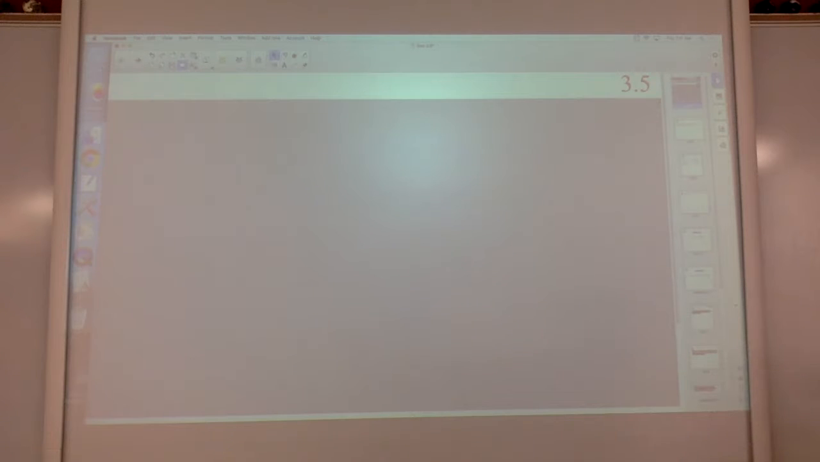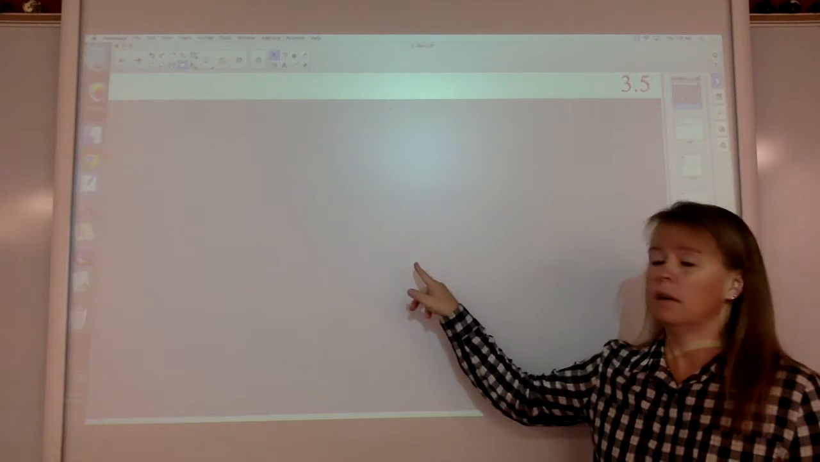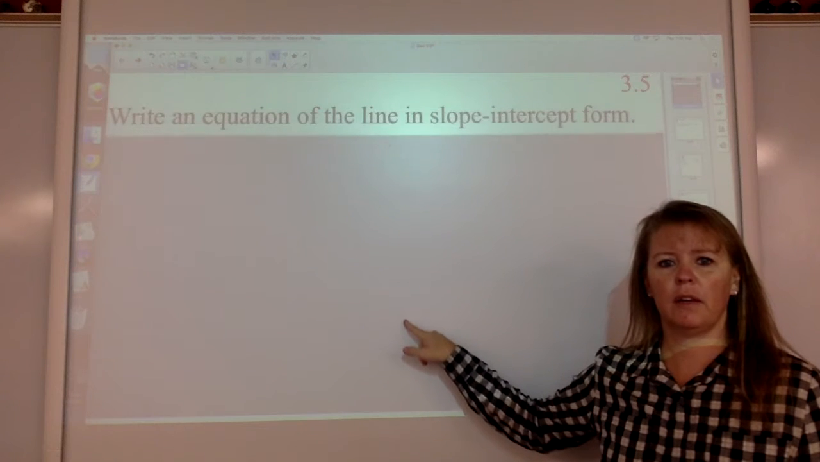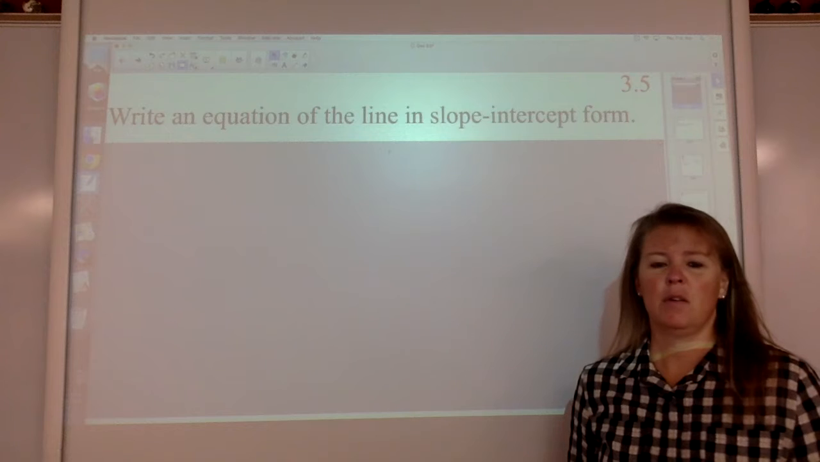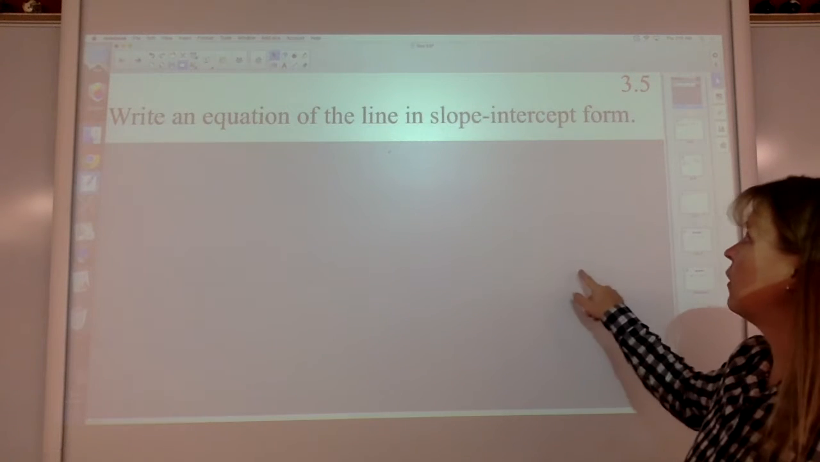Here's section 3.5 for geometry. You're going to like this. It's a lot of algebra review if you like algebra and if you like lines. You're first going to be asked to write an equation of a line in slope-intercept form.